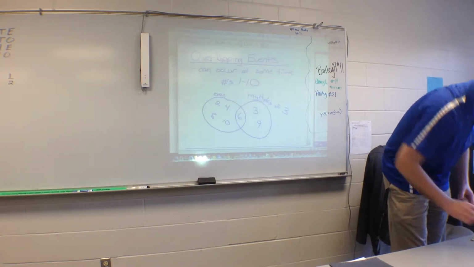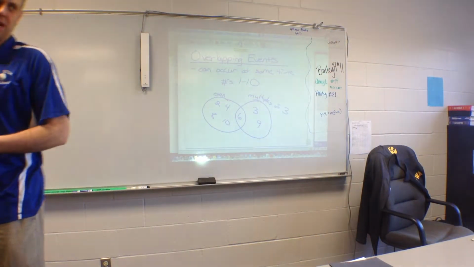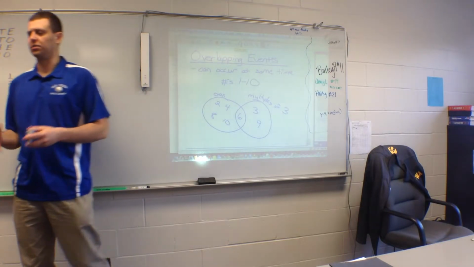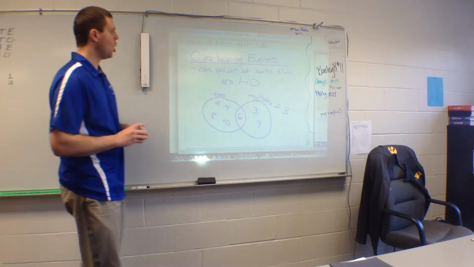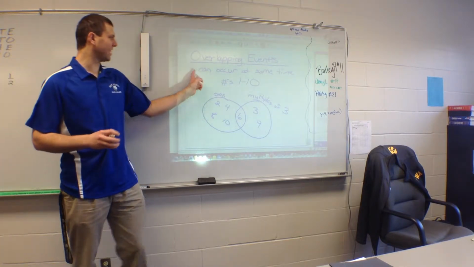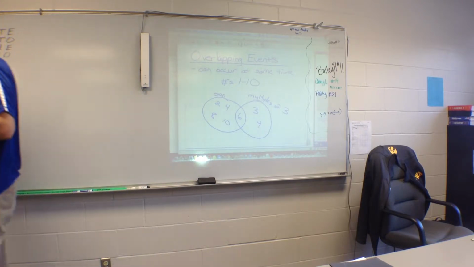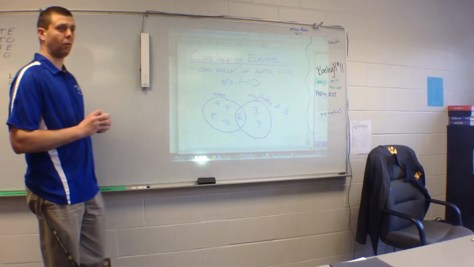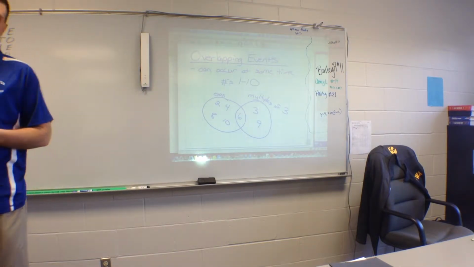All right, overlapping events are events that can occur at the same time, like the red cards and the aces, like you mentioned. There are red aces. The ace of hearts and the ace of diamonds would fall into both categories. Overlapping events are events that can occur at the same time. And I drew a little Venn diagram up there to give you an idea of what that might look like, and maybe why they're called overlapping events, because those circles overlap one another.